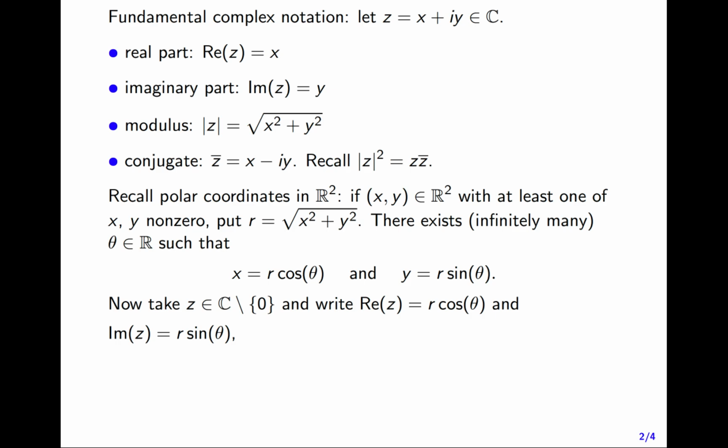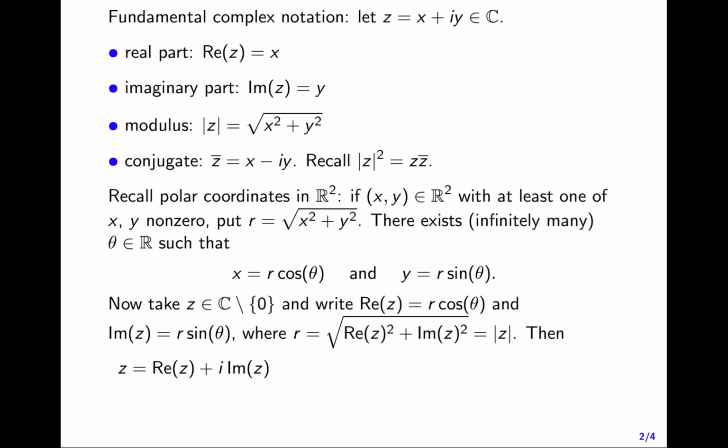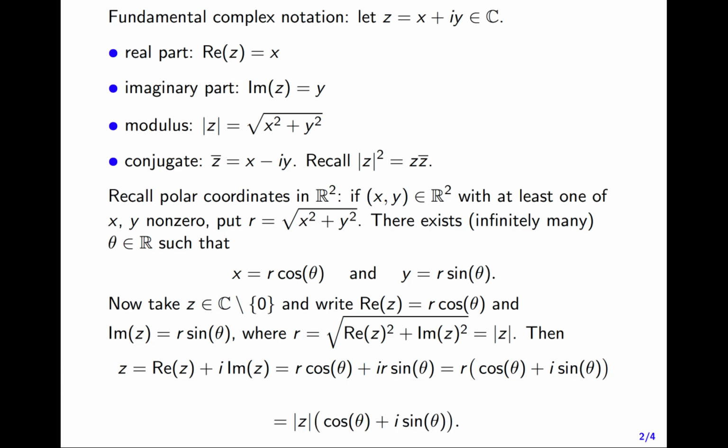So if I take a non-zero complex number z, I should be able to write the real part of z as r cosine of theta, and the imaginary part of z as r sine of theta, where r is going to be the square root of the real part squared plus the imaginary part squared, which is of course the modulus of z. And so z, which is equal to the real part of z plus i times the imaginary part of z, is now equal to r cosine of theta plus i times r sine of theta. I factor out the r, that's r times the sum cosine of theta plus i sine of theta. Or that's the modulus of z times the sum cosine of theta plus i sine of theta. So this is how polar coordinates look in the complex plane.